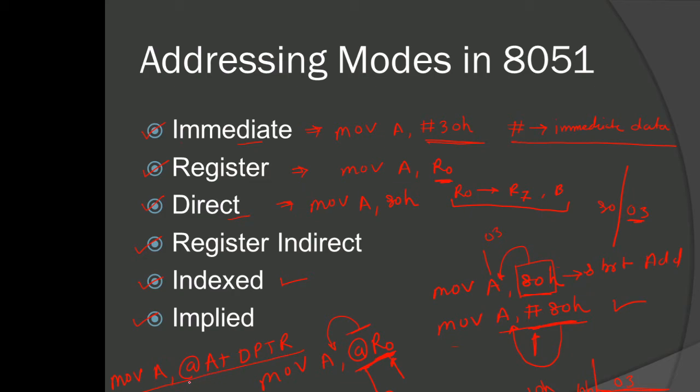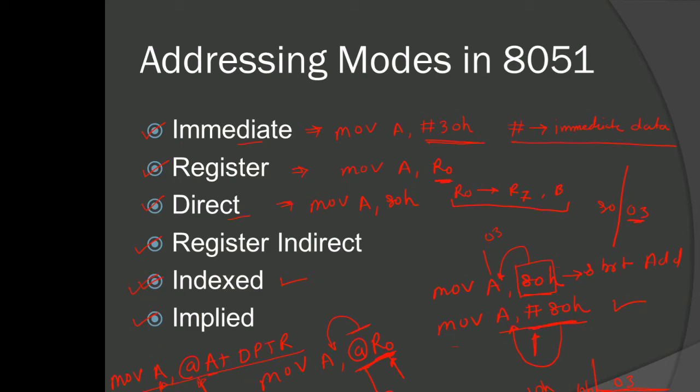In this you see, for example, A is having 01 and DPTR is having 06. So total 07 is the total value of A plus DPTR, and we know @ represents the address. So the content present at this address will be transferred to accumulator. So this is indexed addressing mode.